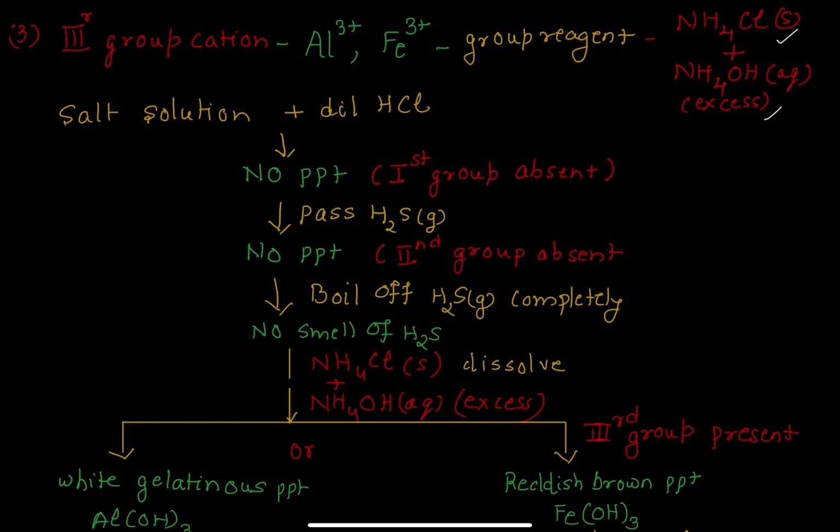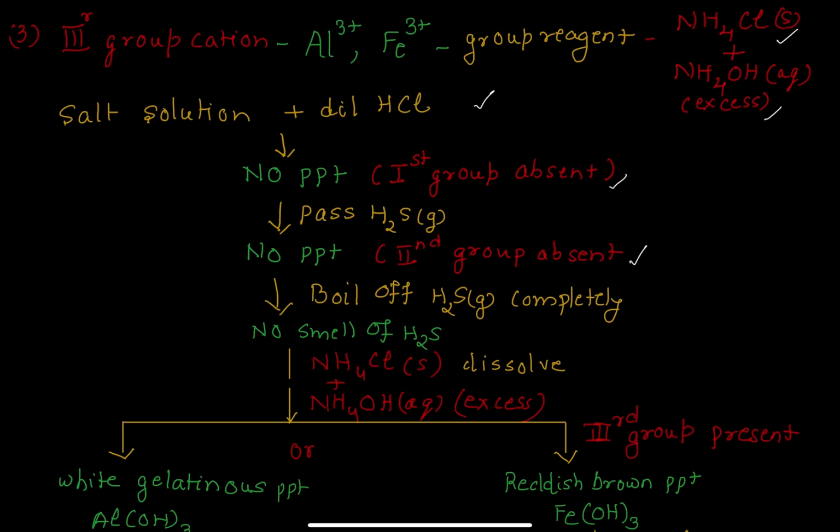Now let us proceed systematically. First of all, add dilute HCl, the group reagent for the first group, into the aqueous solution of a salt, and if no precipitate is obtained, it confirms the absence of first group. To the above solution, pass H2S gas to check the absence of second group. If no precipitate is obtained after passing H2S, second group will be absent.